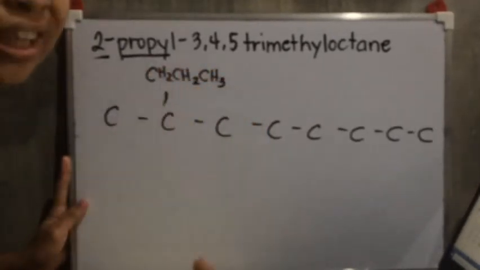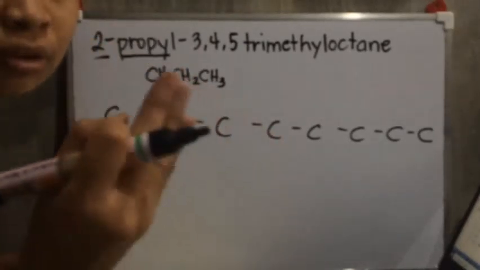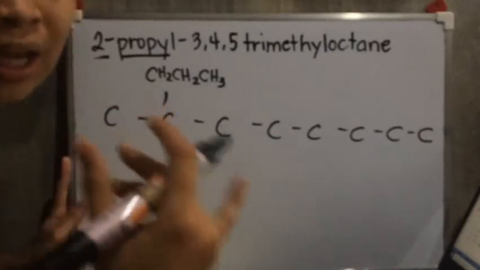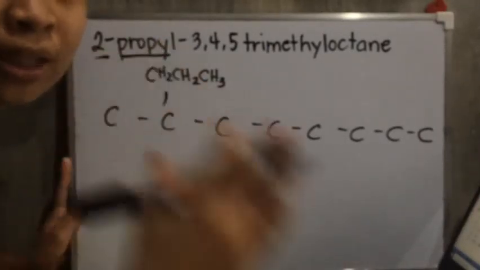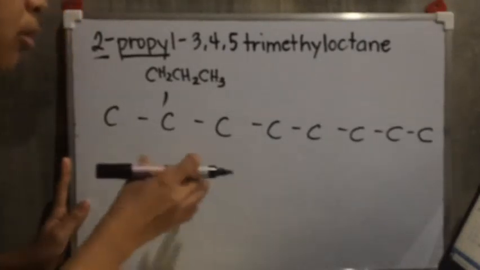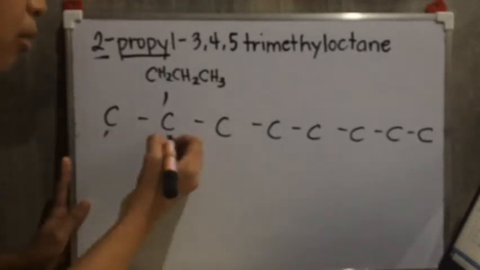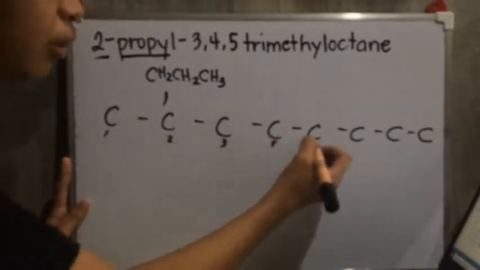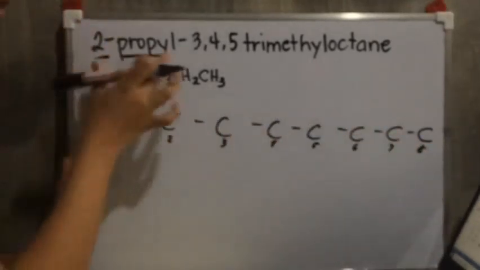Ayan. Kapag nalilito kayo dun sa mga prefix, yung met, et, but, prop, pent, hex, hep, oc, non, deca, yun lang yung mga binigay ko sa inyo na prefixes. Doon lang kayo magbabase lagi sa number of carbons. So, this is 2-propyl, dahil ito yung first carbon, second carbon, third, fourth, 5, 6, 7, 8. Okay na tayo dun sa 2-propyl.